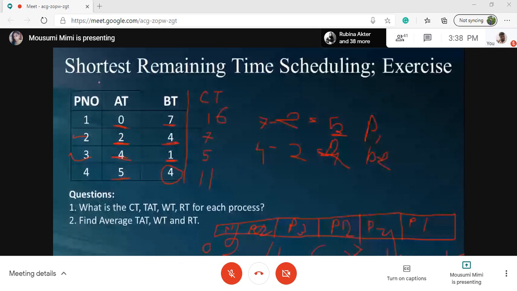Ma'am, can you please repeat the addition? How can 4 and 7 be 11? The remaining of process 1 is 5. So, the previous completion time, that is 11, and the work that is not complete, that is 5, the remaining burst time. So 11 plus 5 equal to what? 16. So by this way, do you clear or confusion?